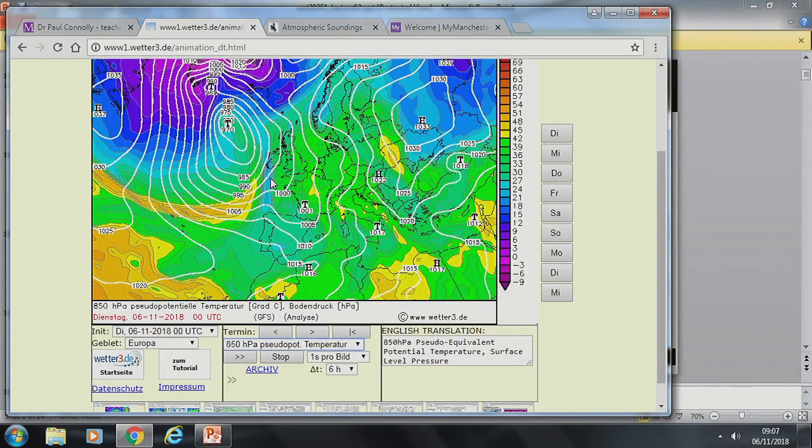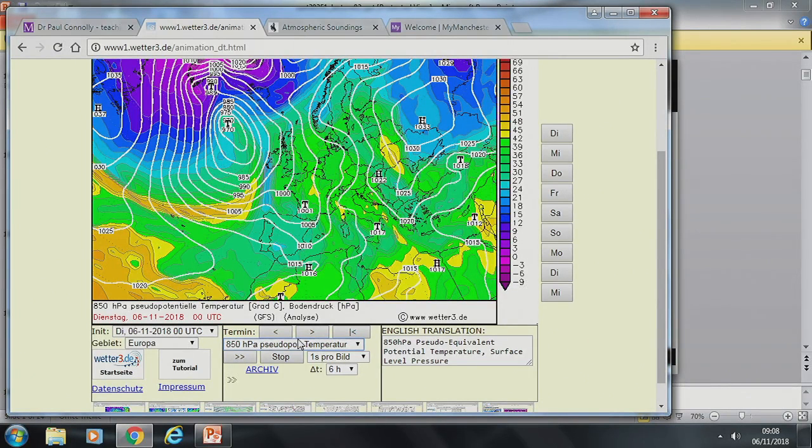Now, pseudo potential temperature can tell us where the cold and the warm air is, and we can see that because of this low pressure system here, warm air from the south is being wrapped around it. So this low pressure system in the North Atlantic is pulling warm air up, and that warm air is wrapping around that low pressure centre, and that creates this warm front. So the warm front here is the boundary between the cold air and the warm air, and also a cold front here.